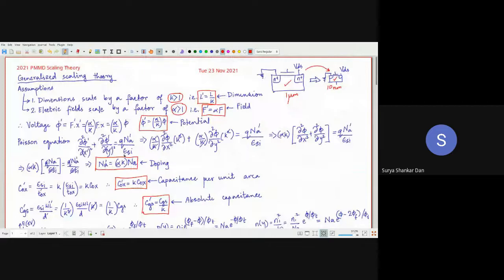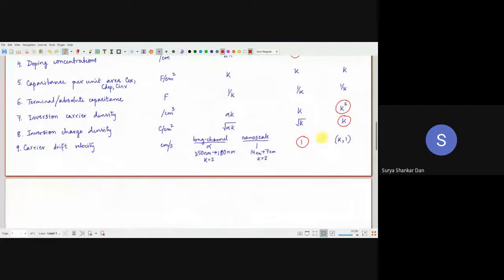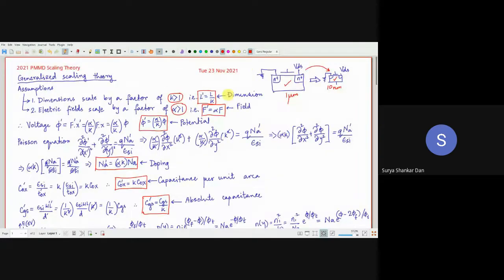Yes, question. Is K equal to 2 every time? No. The value of K comes from here. L dash is equal to L by K. So L dash is the scaled device, L is the unscaled device. So if you are putting 7 nanometer and the original device is 14 nanometer, then K is equal to 2. Suppose you are scaling from 14 nanometer to 10 nanometer technology node, then it will become how much? 1.4.